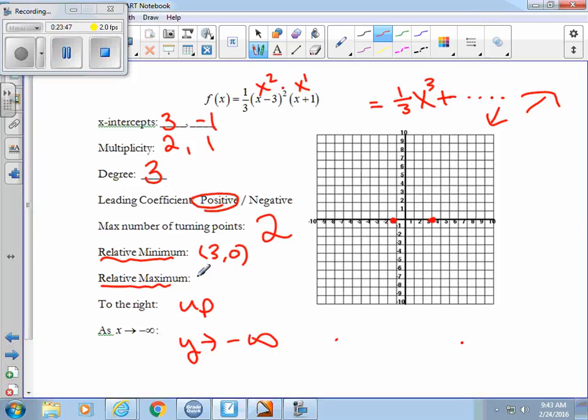0.333, 3.160. I do want the calculator decimal answers to that, not just a guess. Yes. Any questions about that one?